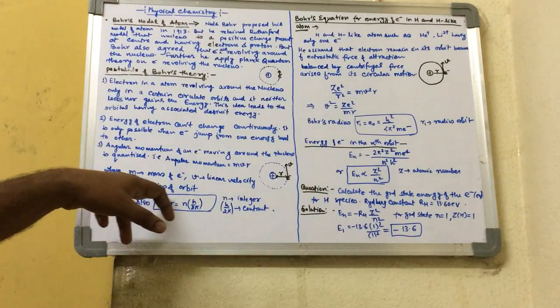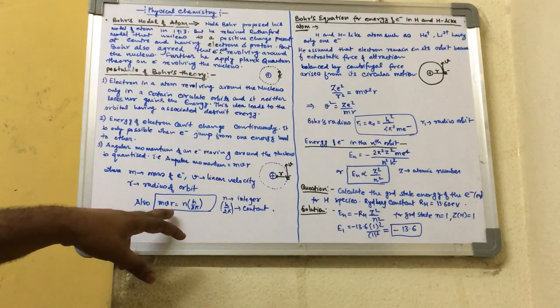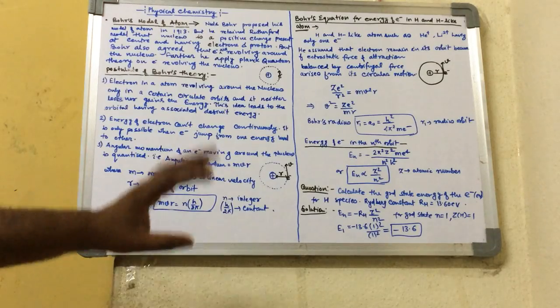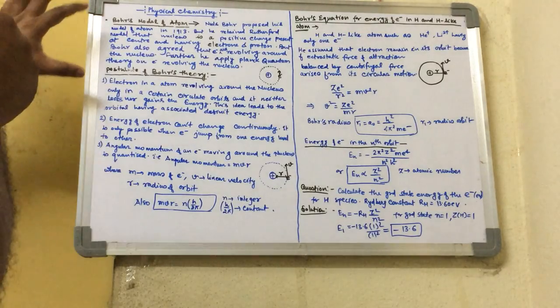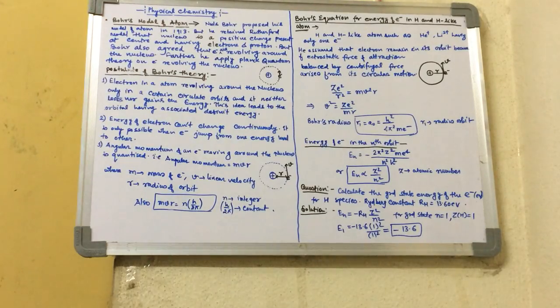Here r is the radius of the orbit, so we can also write this formula: mvr equals nh/2π, where n is any integer, like 1, 2, 3, 4, and h/2π is the constant. So these are all clear. You can also read these things from books, they are given in any book.